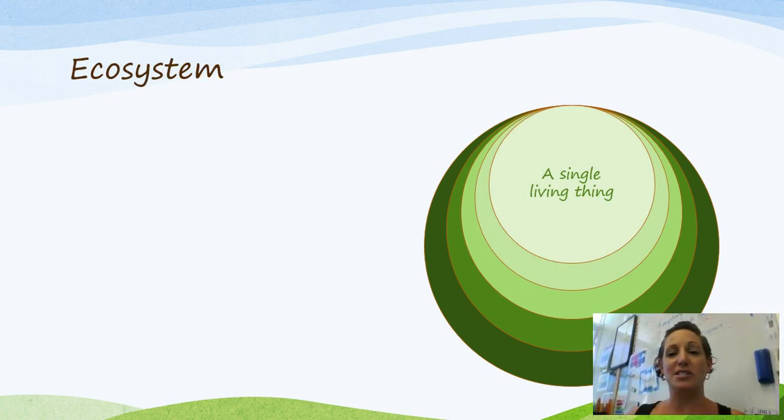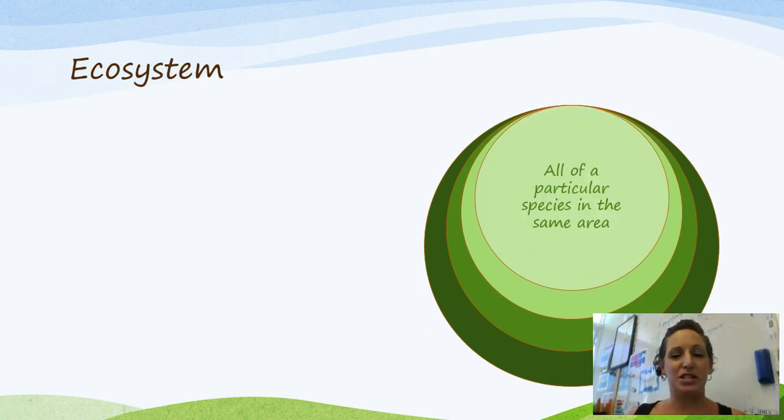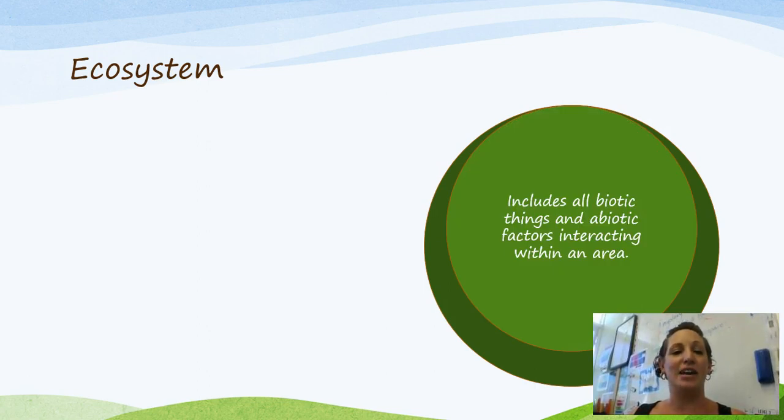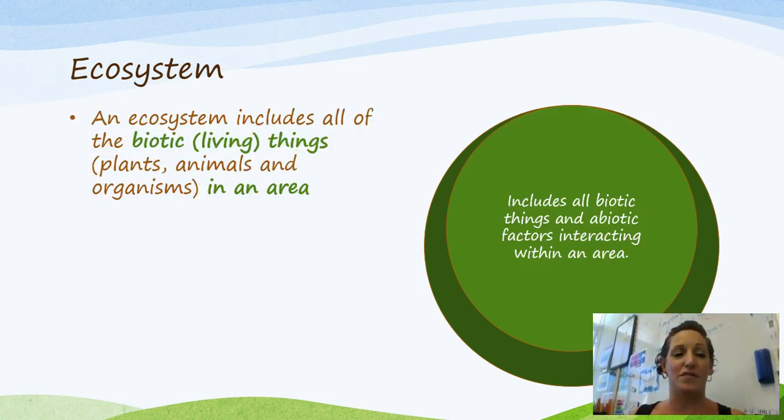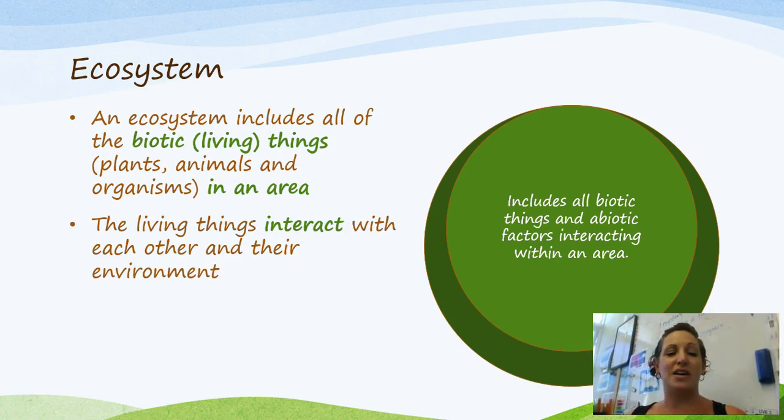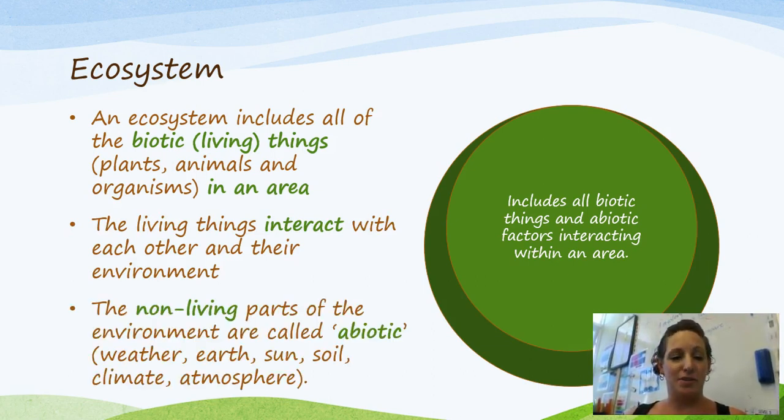Next is the ecosystem. Within the ecosystem is the organism, the population, the communities, and then the ecosystem, which includes all of the biotic, or the living things, the plants, the animals and organisms in an area. The living things interact with each other and their environment, and the non-living parts of the environment are called abiotic, such as the weather, the earth, the soil, the sand, the sun, climate and the atmosphere. Okay, so the ecosystem includes all the biotic and abiotic factors.